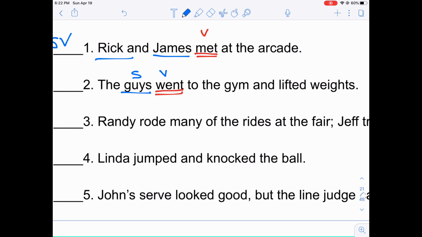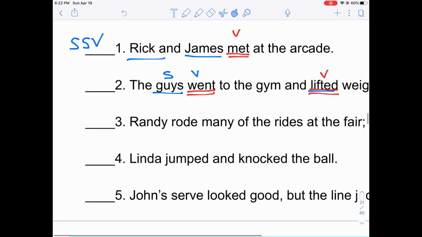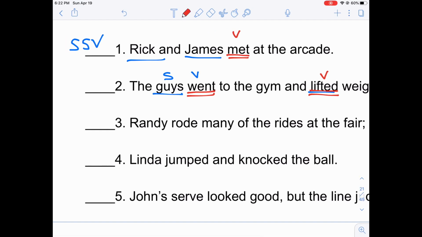And any other subjects or verbs? Yes, lifted. Oops, that should be red, right? SVV. So it's another simple sentence.